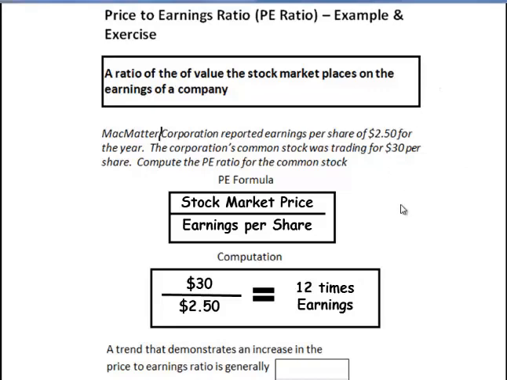Now in this case, if we wanted to look at trends, let's assume that the PE ratio was 12 times during this year, then a year from now it's 12.5, then a year after that it's 13. That means the trend is increasing. And in that case, what that means is the market's willing to pay more for the equivalent earnings. So that's a favorable trend for the company. So in this case, it would be favorable.